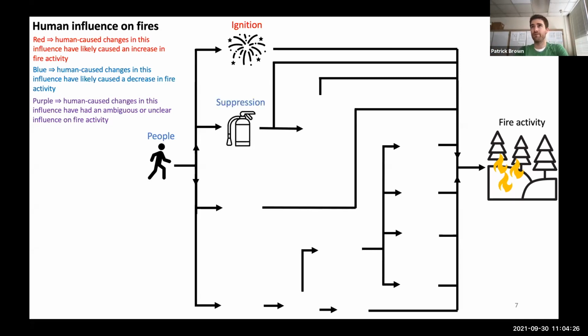Okay, humans also try to put out fires, right? So humans are affecting fires by trying to suppress them, and when they do occur, trying to put them out, right? That's what CAL FIRE does.